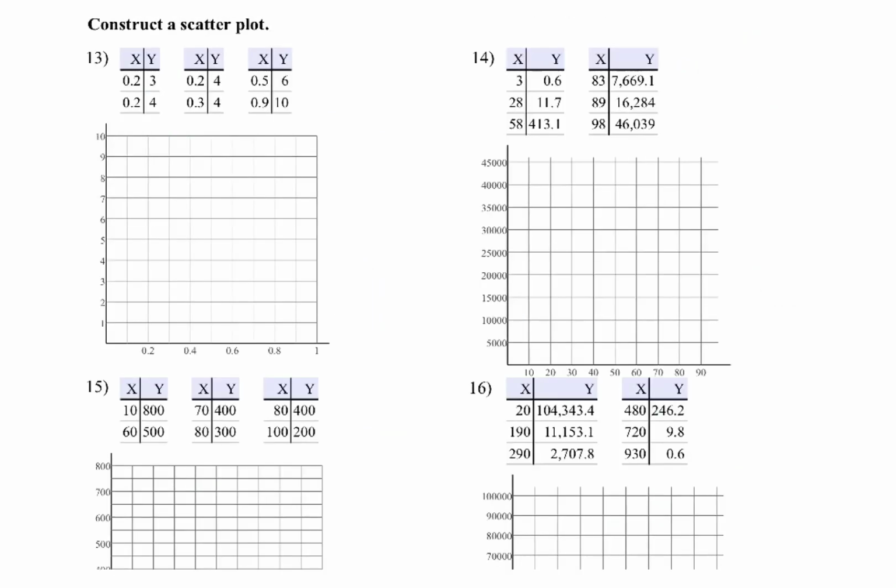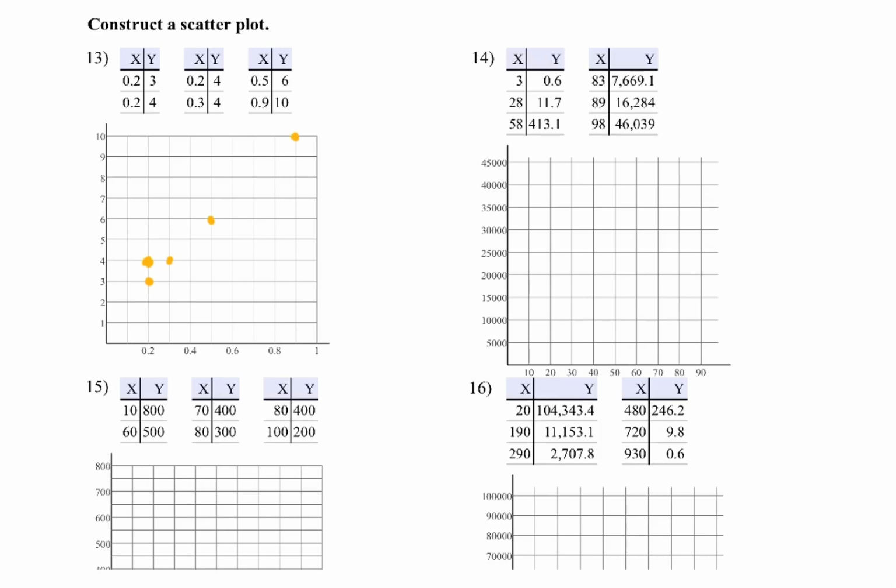Alright, now constructing a scatter plot, pretty easy, right? We just plot the points. So (0.23, 2) is right here, (0.24, 4) right here, (0.24, 4) again, a second one, (0.34, 5) right here, (0.5, 6) right there, and (0.9, 10) clear up there. And that's all we've got to do.